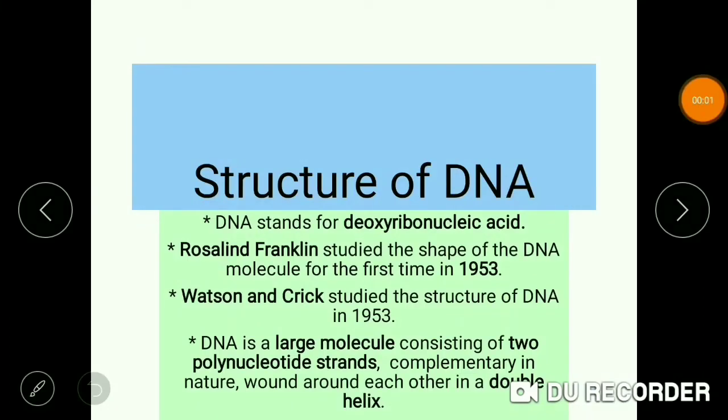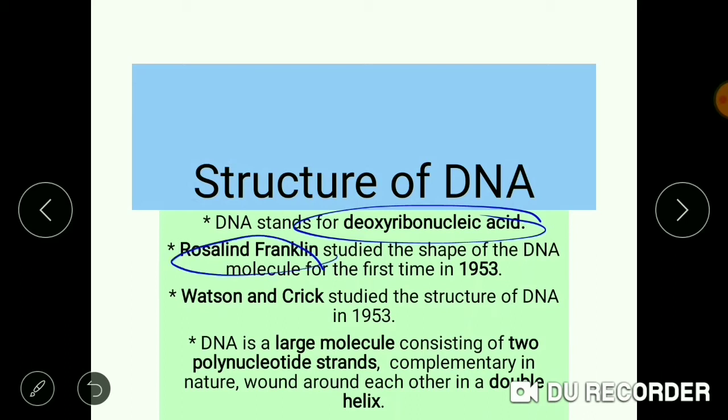Hello students, today we are going to study about the structure of DNA. DNA stands for deoxyribonucleic acid. Now let us know who found out the structure of DNA, about their shape, about their structure.